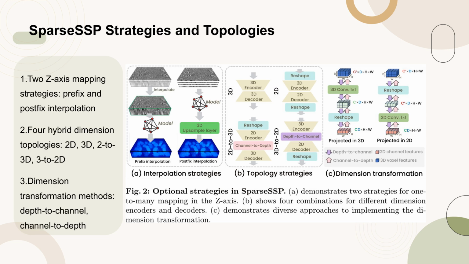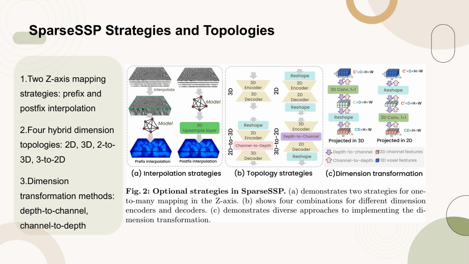Figure 2 illustrates the various strategies and topologies employed in SparseSSP. In Part A, two strategies for one-to-many mapping in the Z-axis are shown: prefix and postfix interpolation. These strategies aim to handle the sparsity in the Z-axis by either interpolating before the network, or learning a mapping followed by interpolation. Part B presents four combinations of different dimension encoders and decoders, including 2D, 3D, 2 to 3D, and 3 to 2D topologies. These hybrid approaches aim to balance computational efficiency and prediction accuracy.